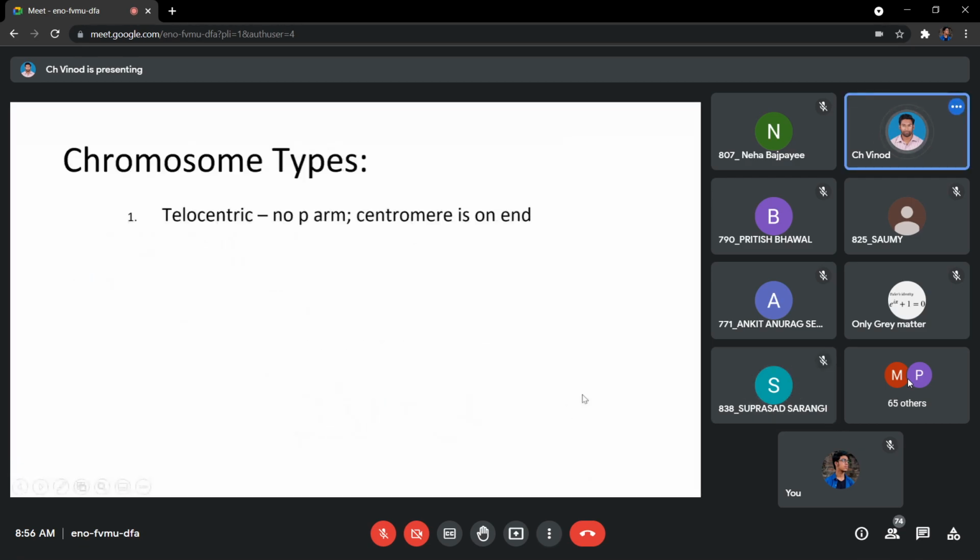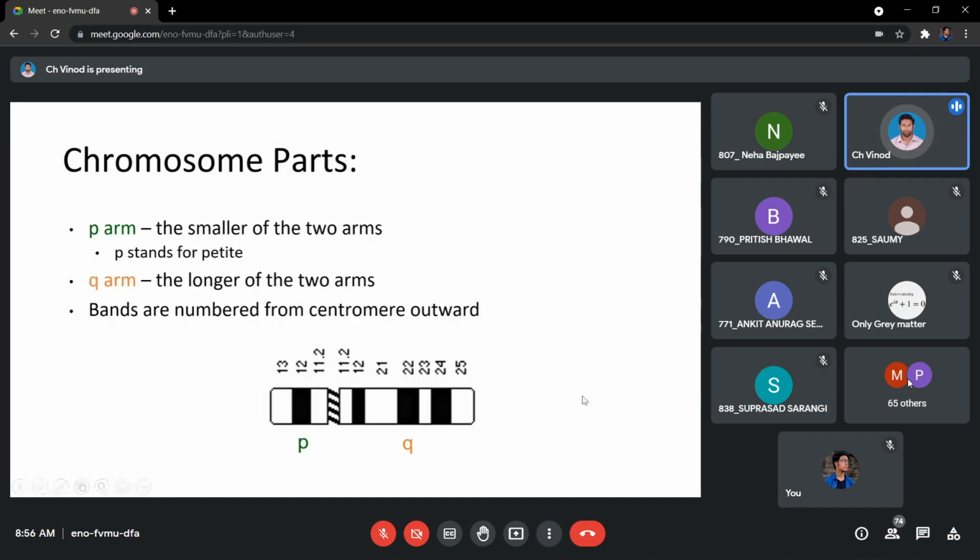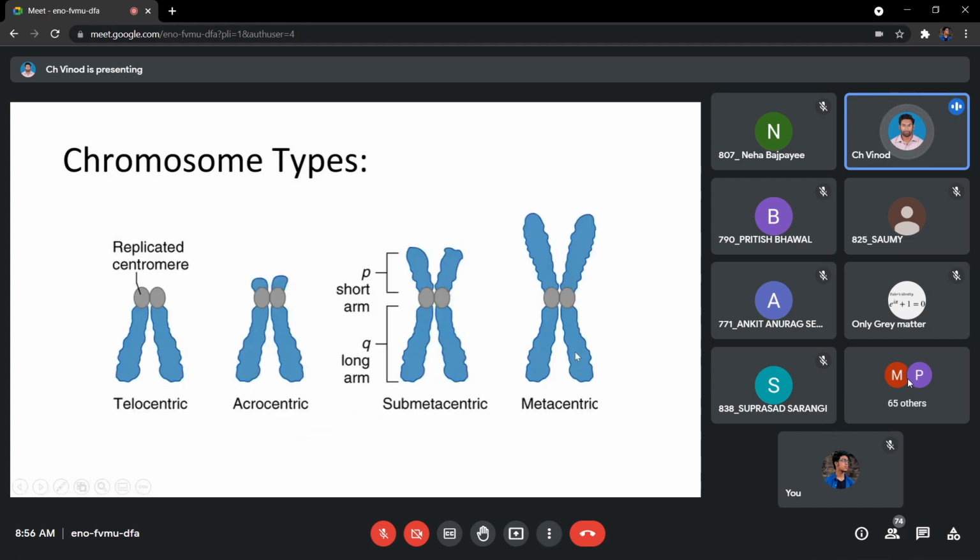Okay. Let's go through this. So now we have seen that we have a P arm and we have a Q arm. When you look at the chromosomes in the entire body, not all the chromosomes are the same. You see different types of chromosomes available, right? Here we have a centromere, then we have a Q arm, but there is no P arm. This is one type of chromosome, called telocentric. Telo means terminal end. The centromere is exactly at the terminal end.